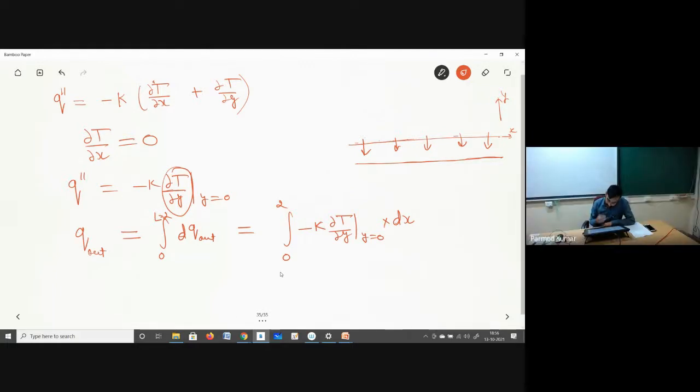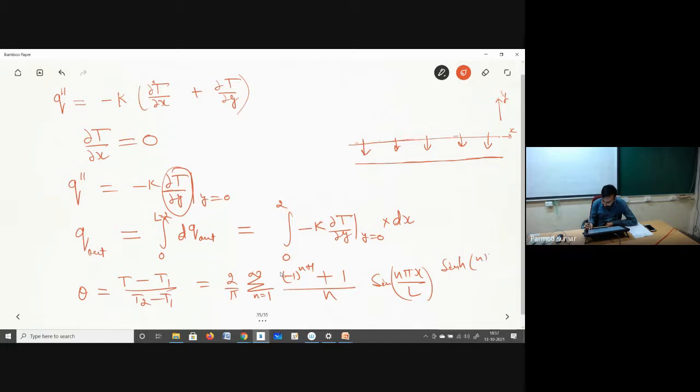Okay. So now I have to determine this del T by del Y. From the exact solution, I have told you in the previous question, we already know that theta equal to (T minus T1) by (T2 minus T1), which is equal to 2 by pi summation n varies from 1 to infinity, minus 1 power n plus 1 divided by n, into sine of n pi x by L into sine hyperbolic n pi y by L divided by sine hyperbolic n pi w by L.